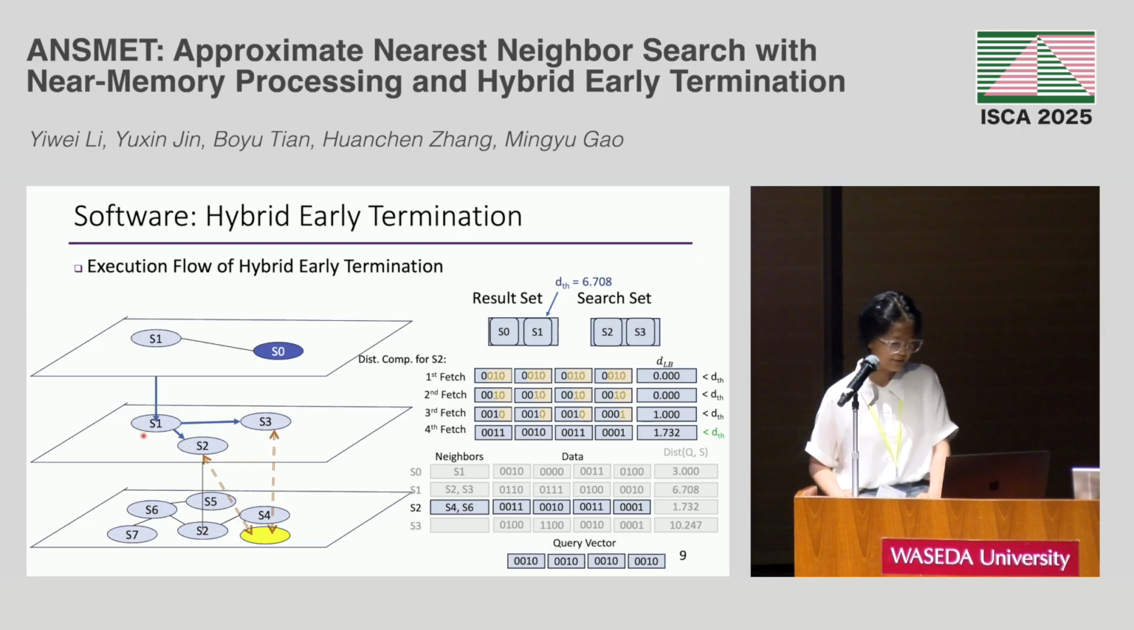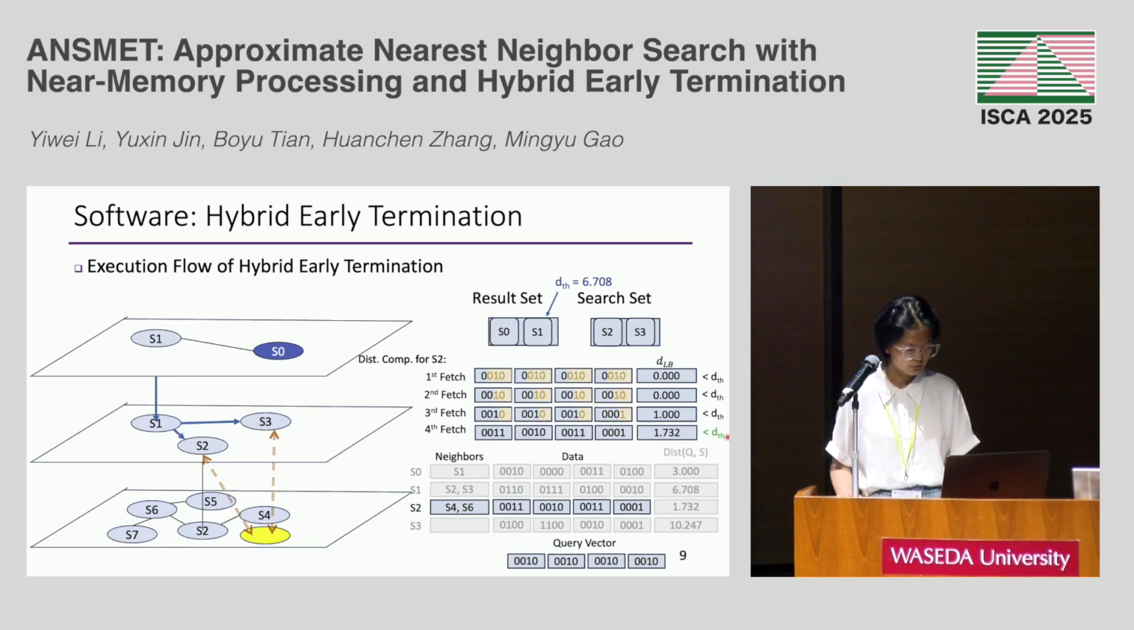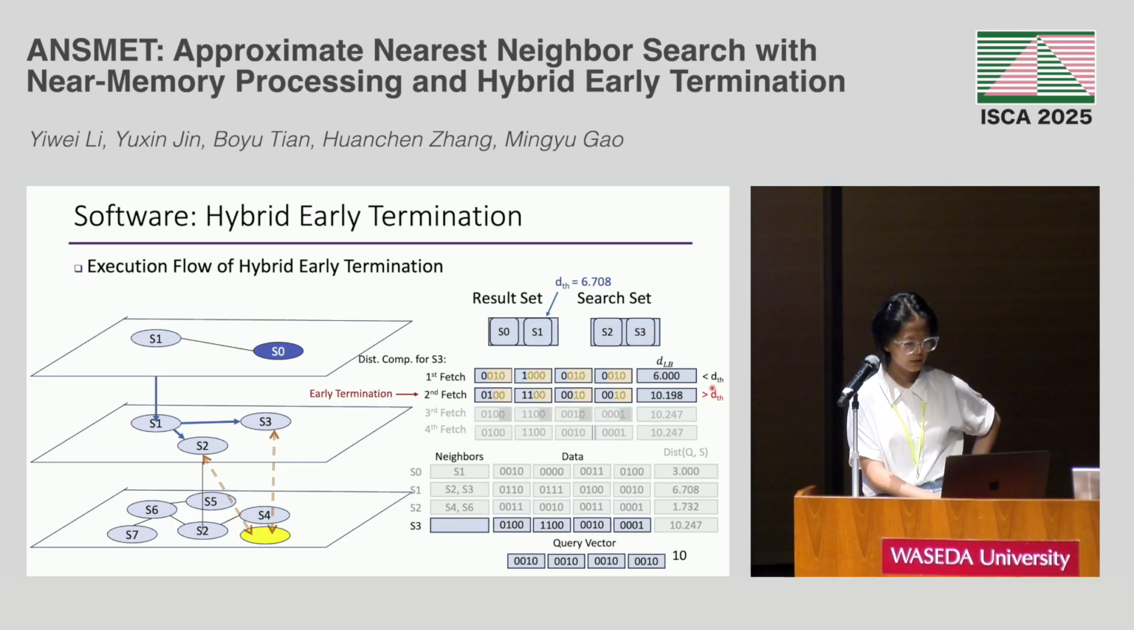So let's look into the execution flow. When computing the distance of S2, from the first to the fourth fetch, all of the estimated lower bounds are smaller than the threshold, so the vector got accepted without any early termination. When computing S3, on the first fetch, the lower bound is 6, still smaller than the threshold. But for the second fetch, after finding out the vector that is closest to the query using the existing knowledge, the estimated lower bound is 10.198. It is larger than the threshold. Therefore, we can early terminate it without the third or the fourth fetch.